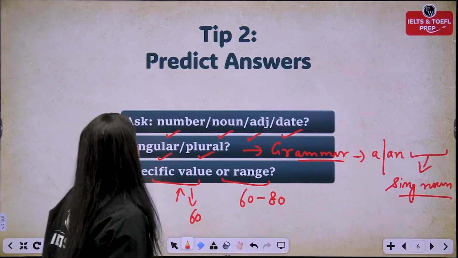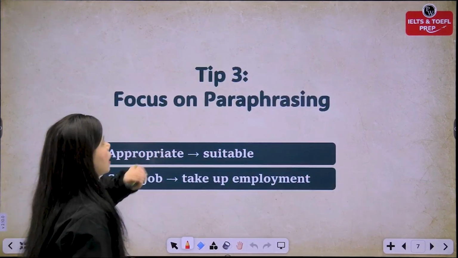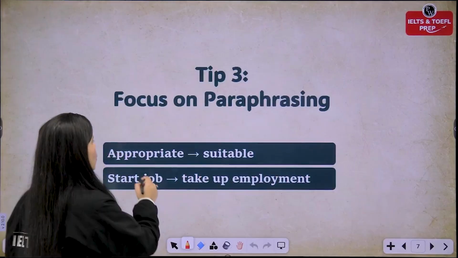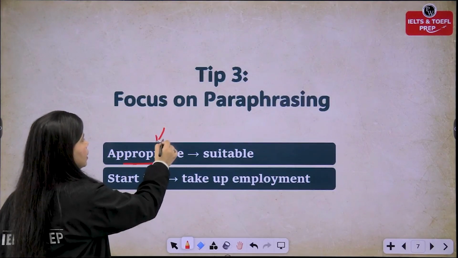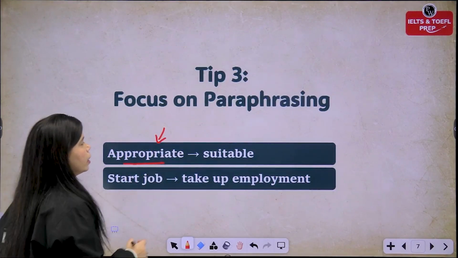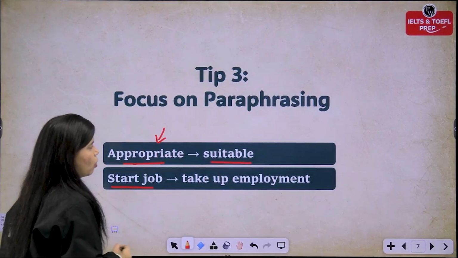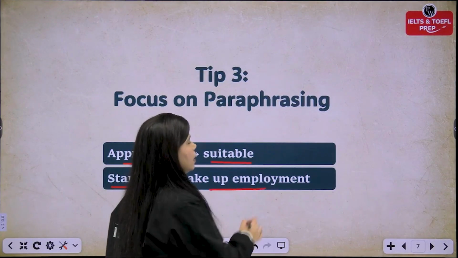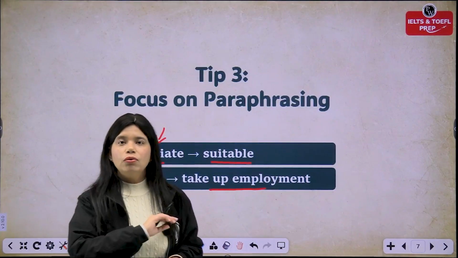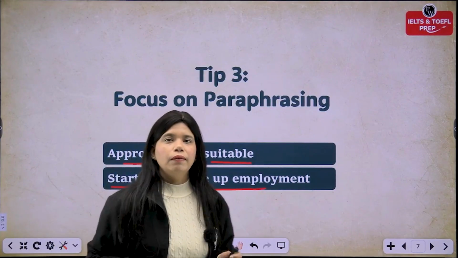Moving on to tip number 3, focus on paraphrasing. Don't expect the same words. For example, if in the question you see the word appropriate, in the audio it can be suitable. If in the question it is start a job, in the audio it can be take up employment. Do not expect the same language.